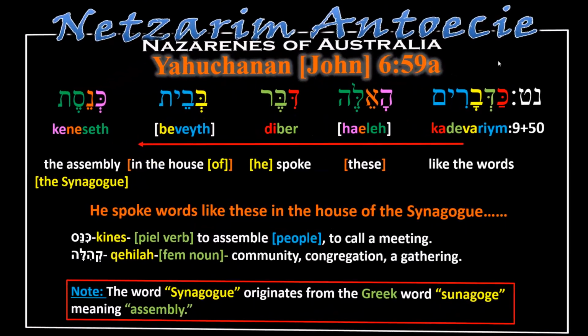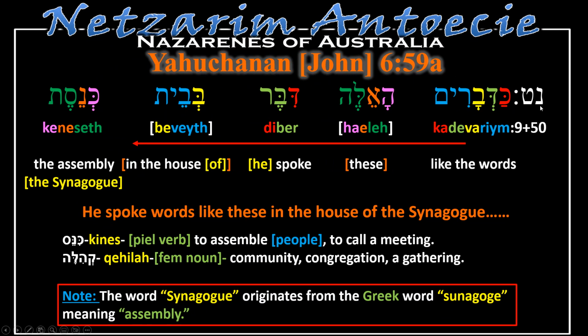And so now we move to 59a. It's represented with a nun, which has a value of 50, and a tet, being the 9th letter of the alphabet. And that's how we get our values. Remembering that each letter has a numerical value. So let us go through the letters now. Kaf, Dalet, Vayet, Resh, Yod, Memsafit, Hey, Aleph, Lamed, Hey, Dalet, Bayet, Resh, Bayet, Vayet, Yod, Tav, Kaf, Nun, Samek, Tav. And we read, Ka, De, Varim.